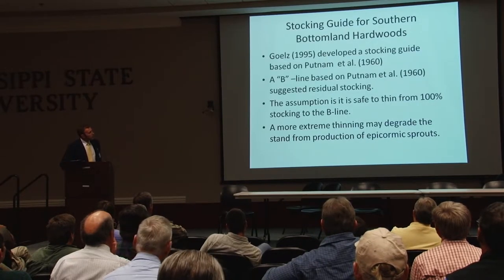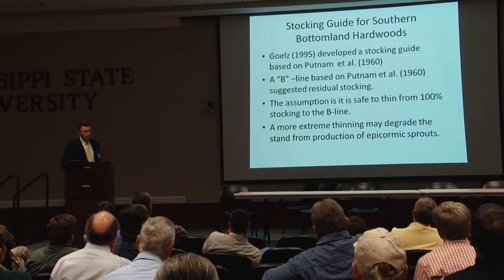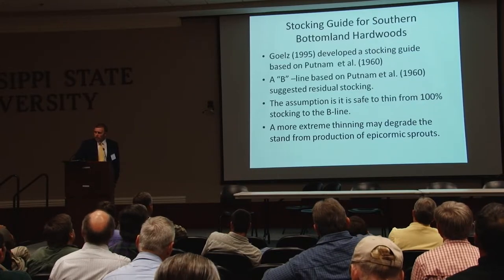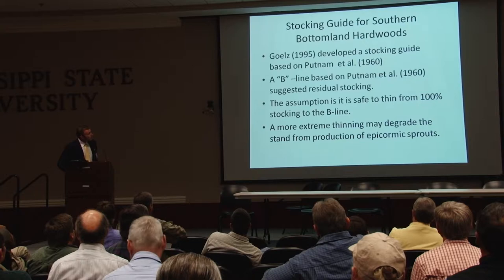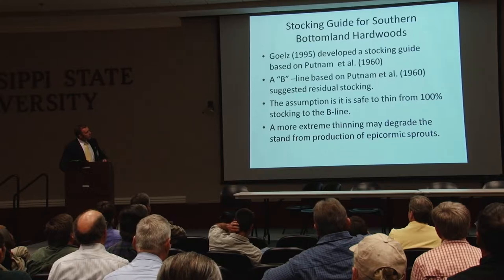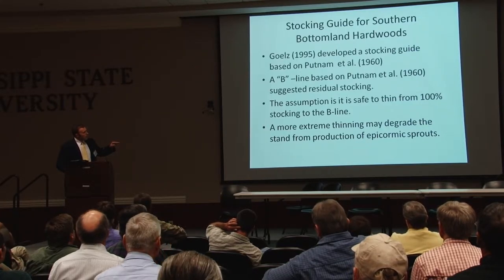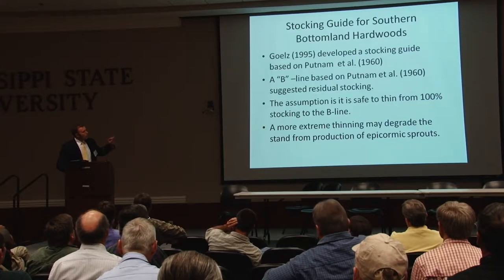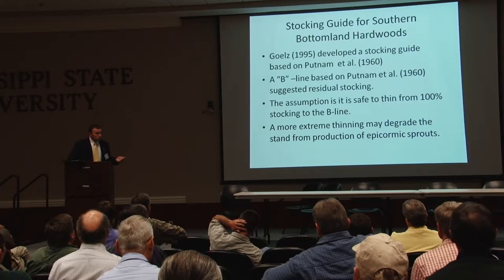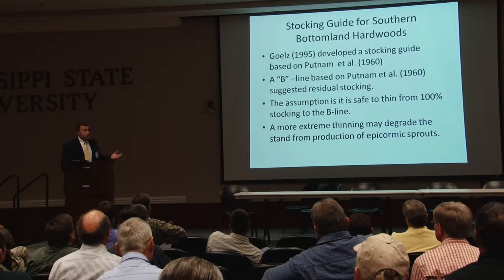Another way of looking at this in terms of our basal area concerns, aside from species composition, is timber quality. And that's been mentioned a few times this morning. Managing for quality timber products. There was an adaptation from Putnam that generated a stocking guide framework. This was published in the Southern Journal of Applied Forestry. And in this guideline, it shows a point where thinning or removing trees from the stand is ideal in terms of not introducing epicormic branching or promoting persistent branching, which translates into lower log quality.